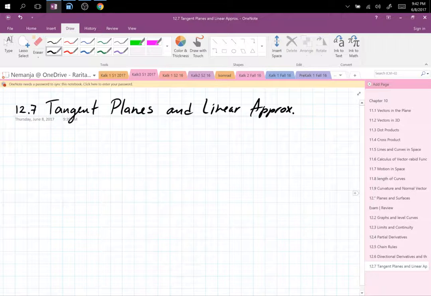Hello and welcome back to Calculus 3, where we explore section 12.7, tangent planes and linear approximations. So we are going to pretty much copy the same concepts from Calculus 1 when we did this. In Calculus 1, in the 2D realm, you have a function and the tangent line. In Calculus 3, in the 3D realm, you are going to have a tangent plane.